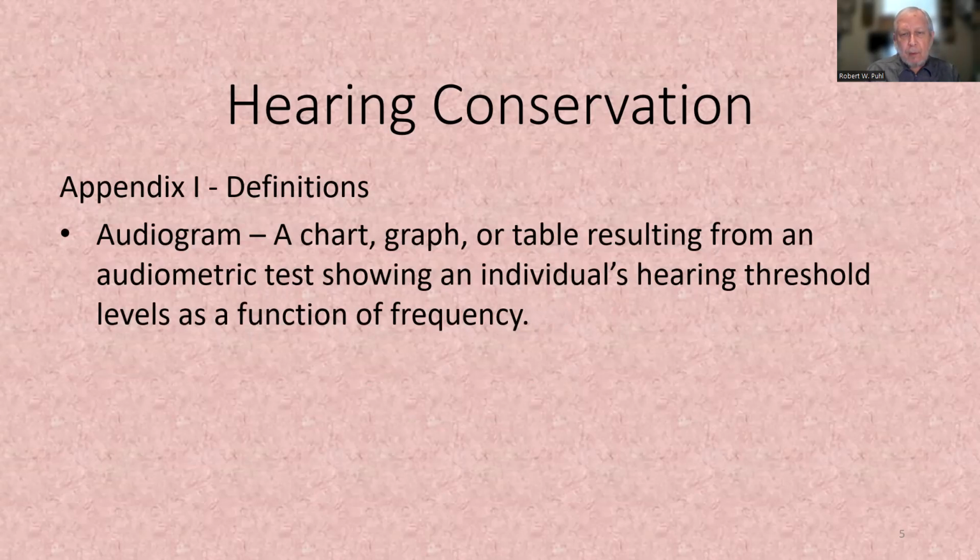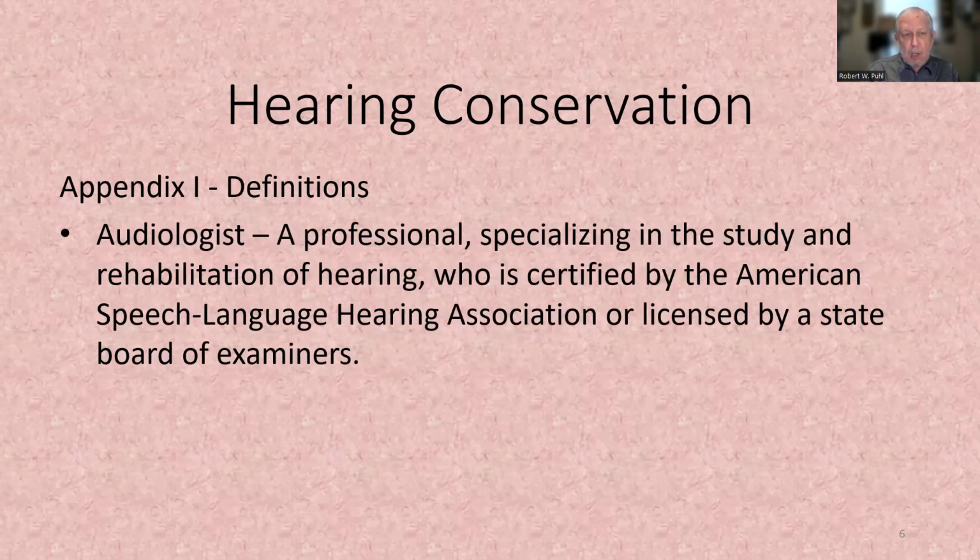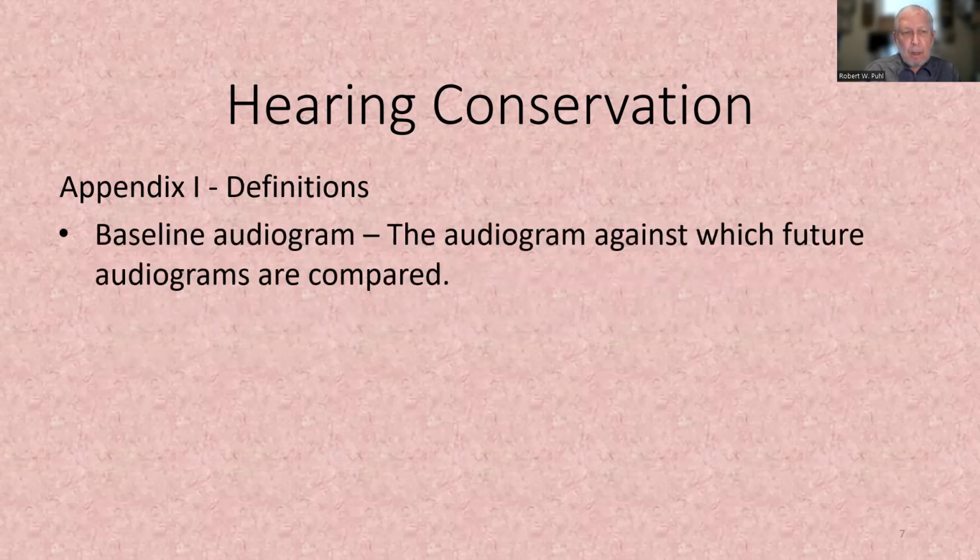Audiogram: a chart, graph, or table resulting from an audiometric test showing an individual's hearing threshold levels as a function of frequency. So the audiogram shows, at different frequencies, what your hearing level is. Audiologist: a professional specializing in the study and rehabilitation of hearing who is certified by the American Speech Language Hearing Association or licensed by a state board of examiners. So you could be one of those audiologists, not necessarily a doctor.